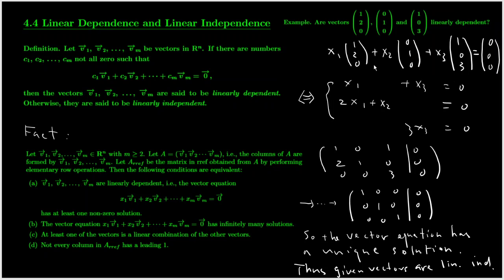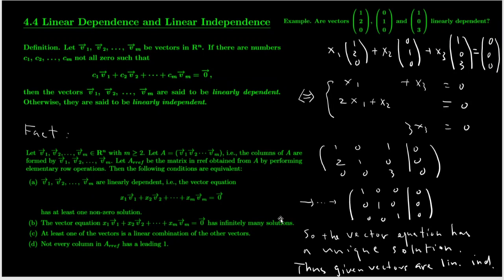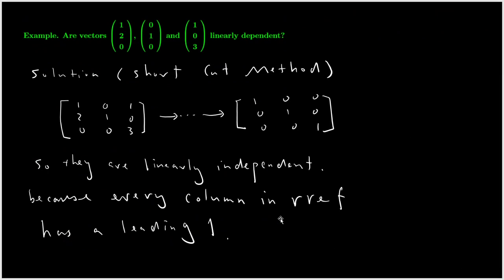Again, I showed you why. I made the connections between the two things. One thing is the shortcut method, and the other thing is the definition. Okay. In the future, in most cases, we use the shortcut method to determine if the given vectors are linearly dependent or independent. Okay. The shortcut method is super easy.